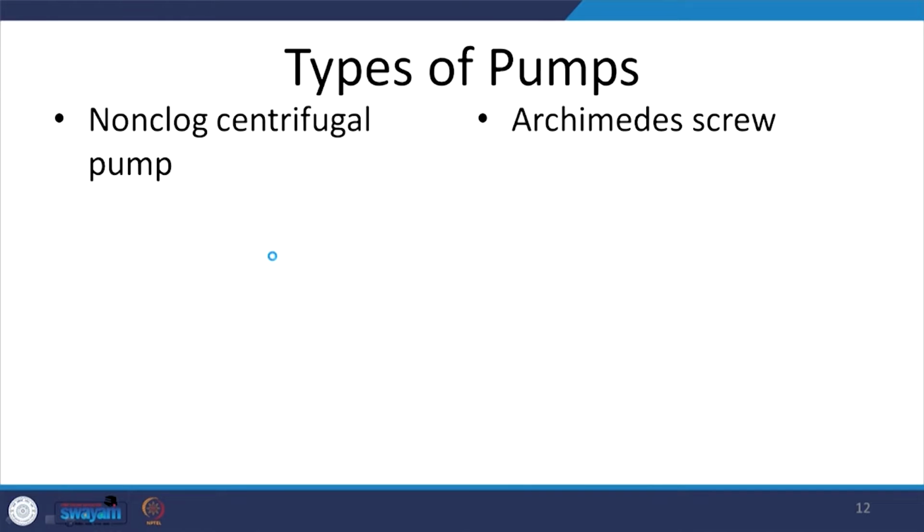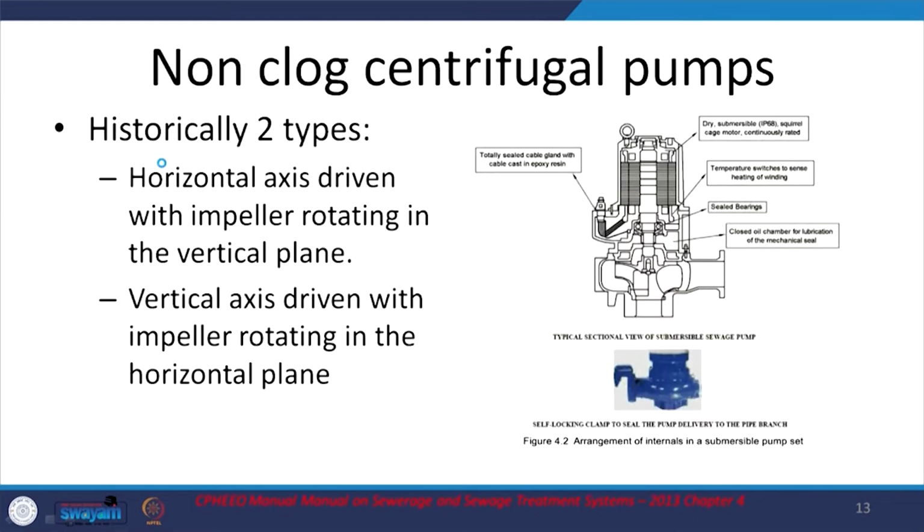What are the types of pump? Typical one, Archimedes screw, a pretty simple setup, relatively few moving parts, remarkably easy to maintain, and then non-clog centrifugal pumps. So, let us look at what they are. Non-clog centrifugal pumps, one is the horizontal axis driven with the impeller rotating in the vertical plane. The other one, for which we have the figure here, seems to be, at least if I am not wrong, the vertical axis driven with the impeller rotating in the horizontal plane.